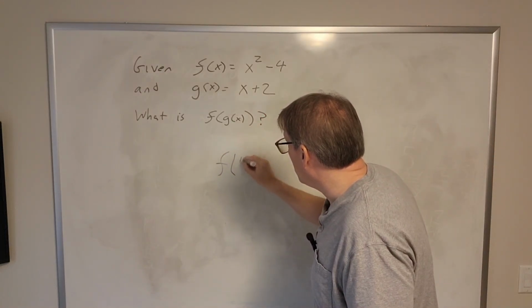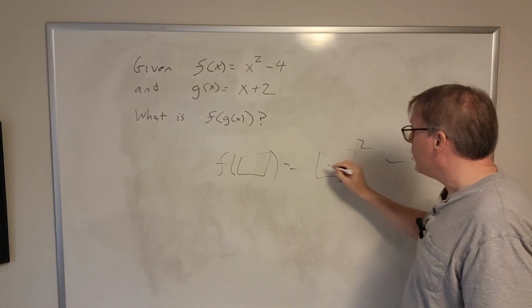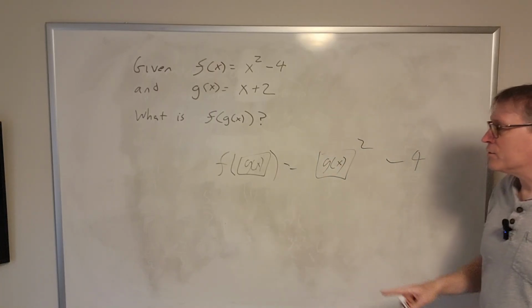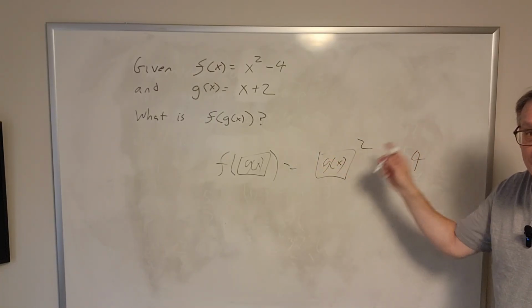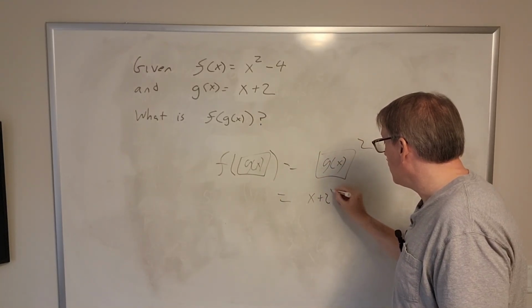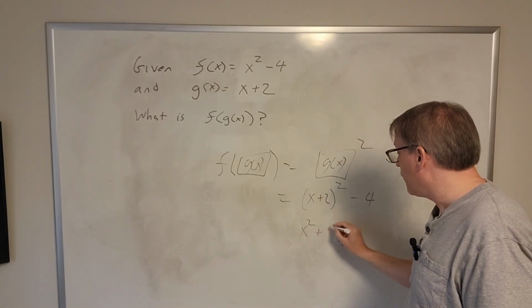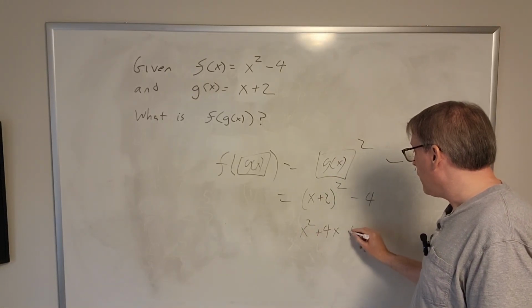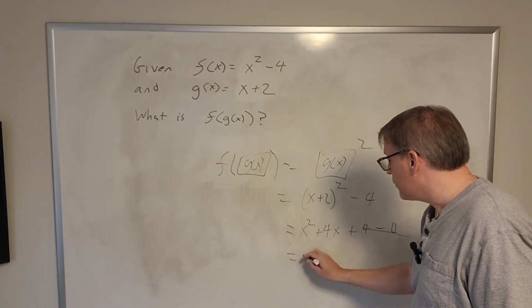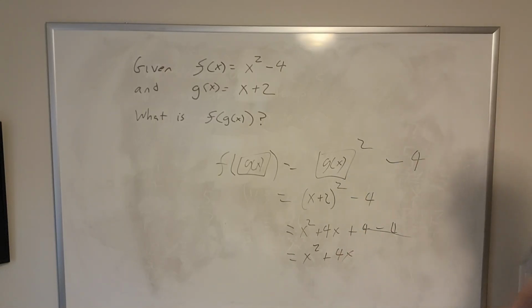Well, f of box equals box squared minus 4. Need a g of x in here. That means g of x over here. Just everywhere there's x's, you put boxes and stick the g of x inside the boxes and you're done. What is g of x? It's x plus 2 squared minus 4. Well, this becomes x squared plus 4x plus 4 minus 4. Those cancel. You're just left with x squared plus 4x. Done. X squared plus 4x.